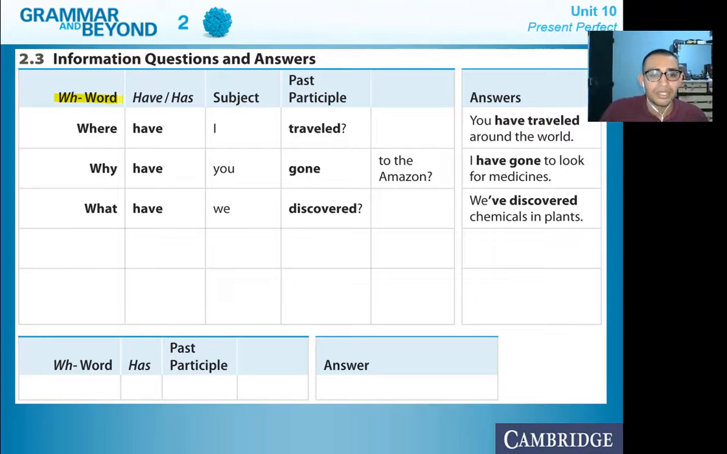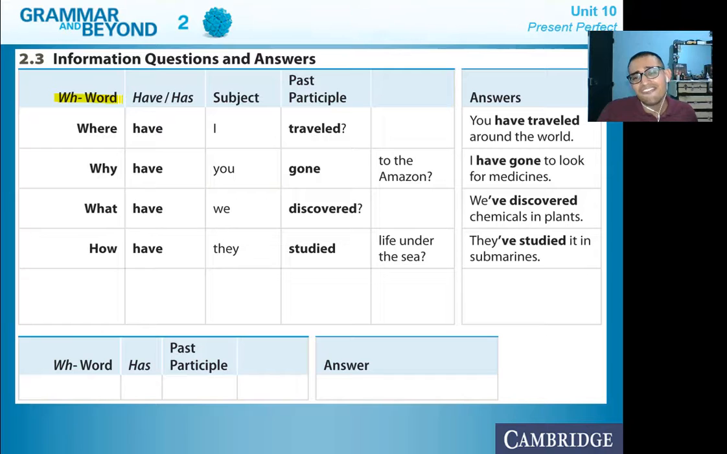We have another one. What have we discovered? What have we discovered? That will be the right intonation, right? We've discovered chemicals in plants. Now try to practice this pronunciation at home. We've discovered chemicals in plants. We have another one. How have they studied life under the sea? They've studied it in submarines.